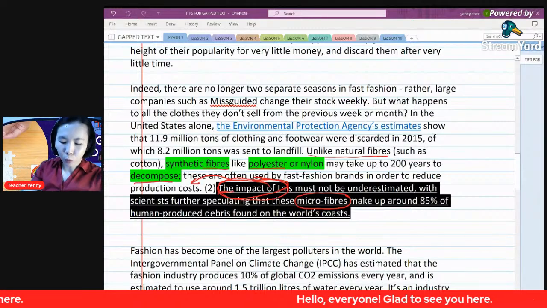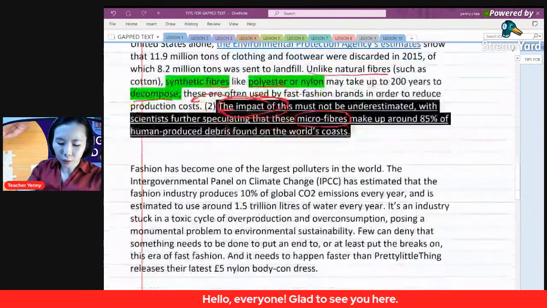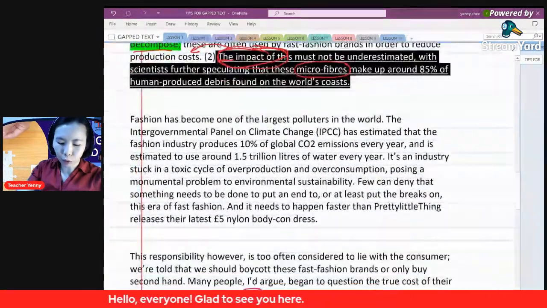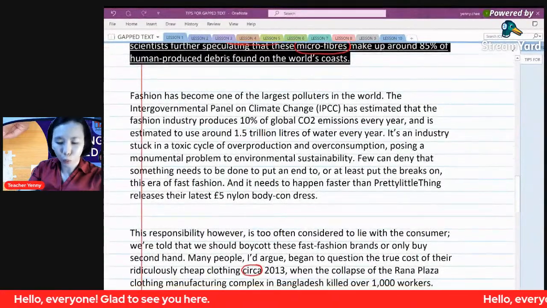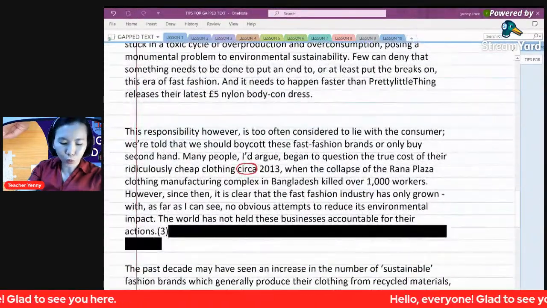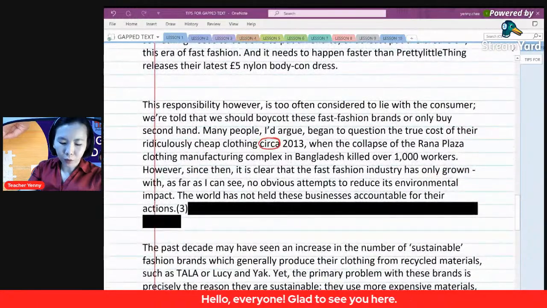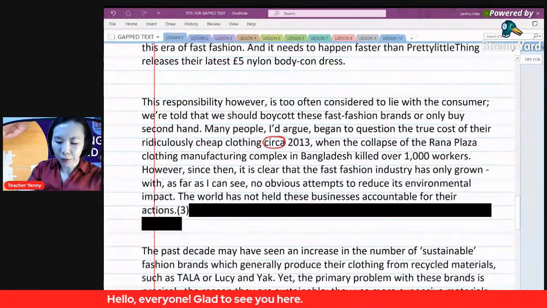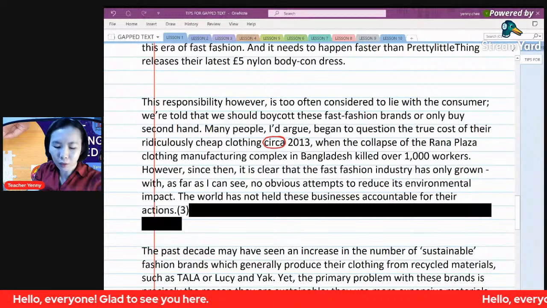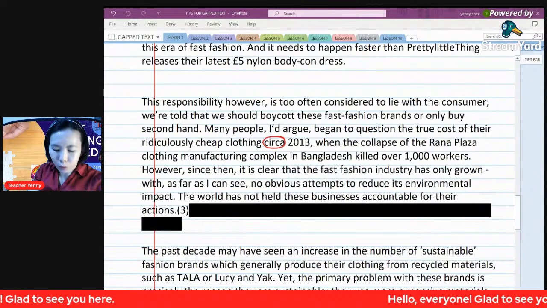Okay, now we move on to the second paragraph. Second paragraph, you don't have a gap, so it's okay, no problem. Let's move on to the next paragraph. Okay, the next paragraph. Let's look at this. What would you highlight? Can I have a few students come here and let me know what are the words that you want to highlight?